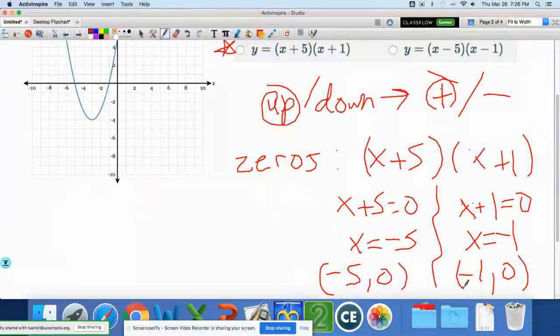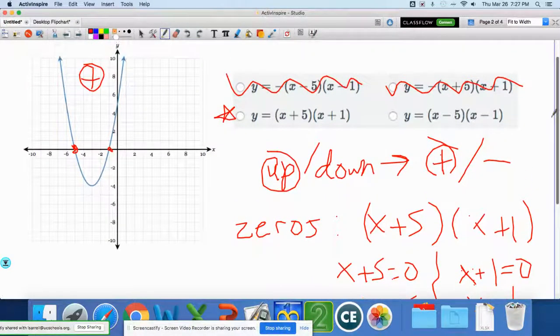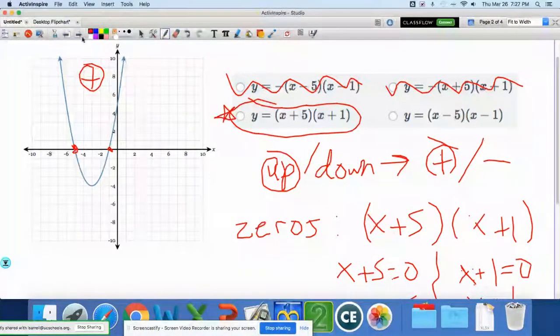Where are our zeros, negative 1 and negative 5? Well, there's one of them right there, negative 1, and there's the other one right there, negative 5. So it looks like that was our answer. Again, you can check this one in Desmos. This would be a good one to check and just look at, because especially with those zeros, it's easy to get them backwards.